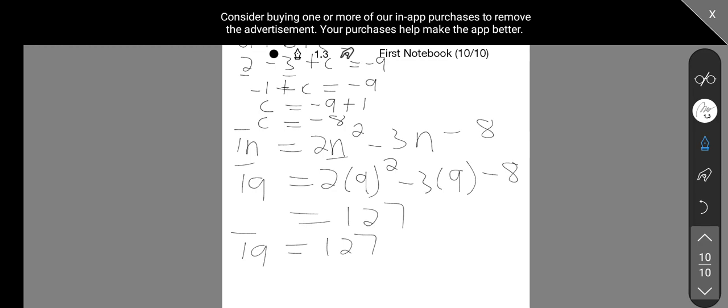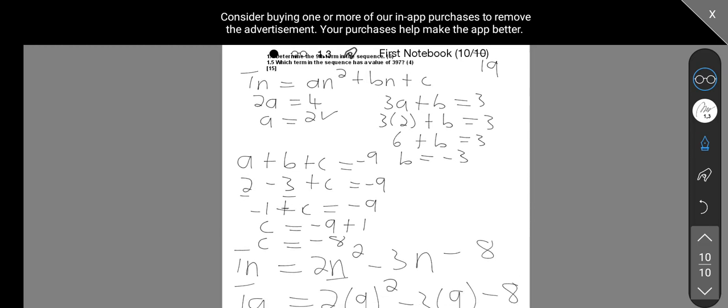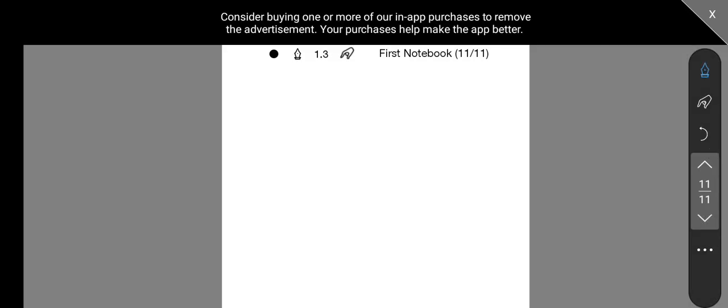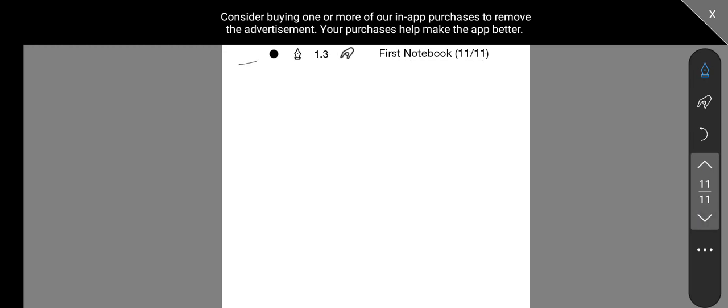Now, the other question, 1.5, says, which term in the sequence has a value of 397? So, let's write it on a new page. So, we are saying which position has the value 397. So here we are solving for n. Tn in this case is given as 397. We are given the value and we are going to look for the value of n.